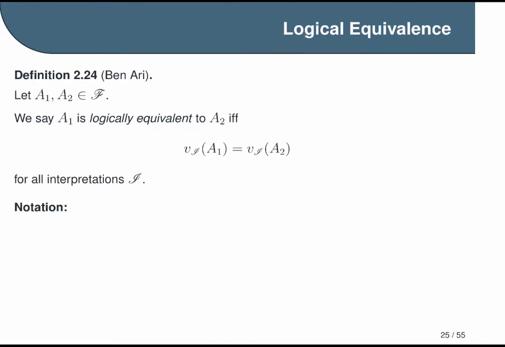To express this concept of equivalence of formulas, we use these three horizontal bars, and this is read as A sub 1 is equivalent to A sub 2.